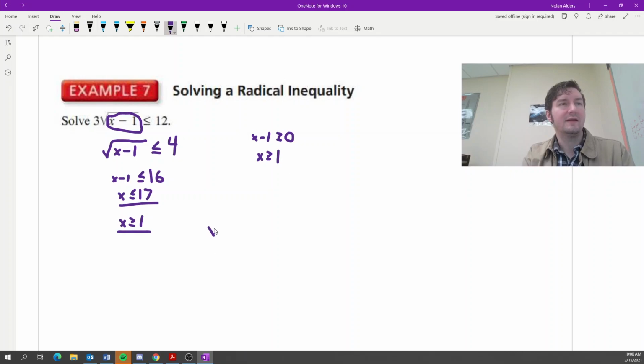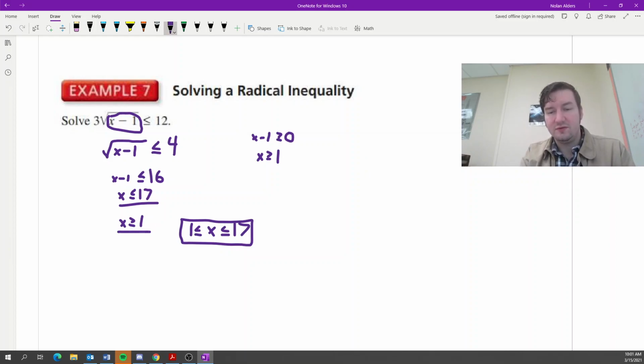So we can say x has to be the numbers between 1 and 17. It has to be less than or equal to 17, greater than or equal to 1. So here you go in one statement. X has to be in between those two numbers. So that's solving radical inequalities.